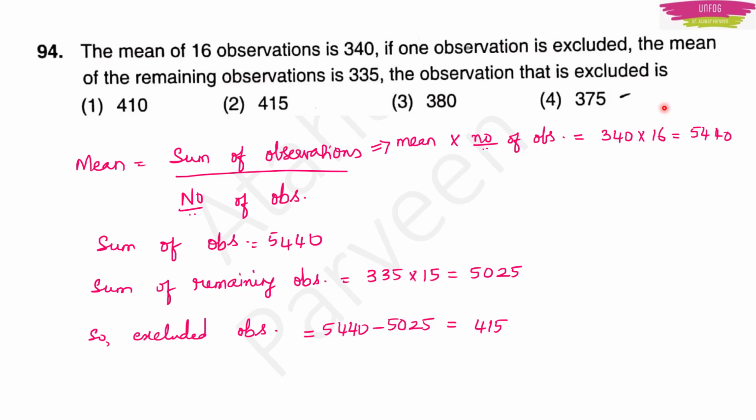So first I know that mean is always equal to the sum of the observations divided by the number of observations. But what is the sum of observations? It is the mean into the number of observations.